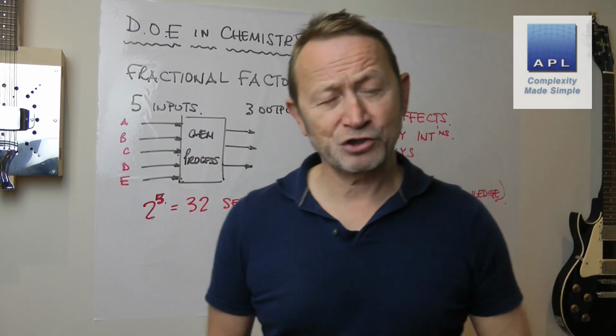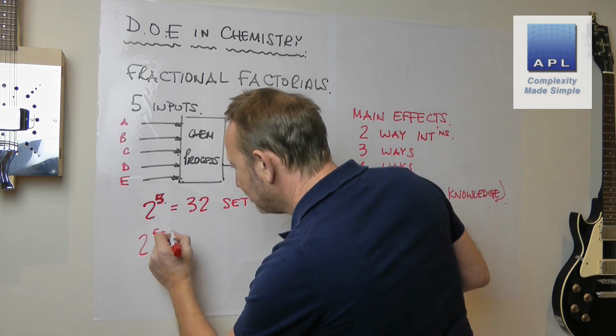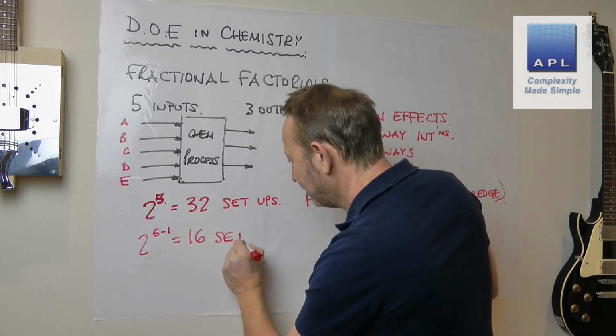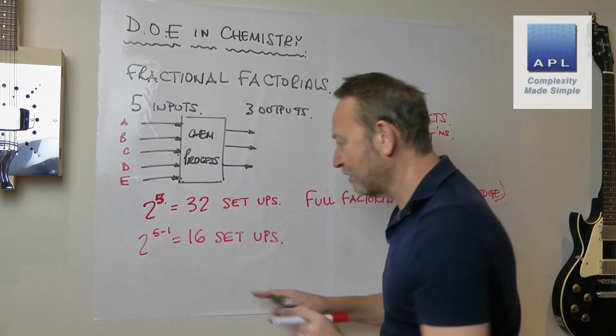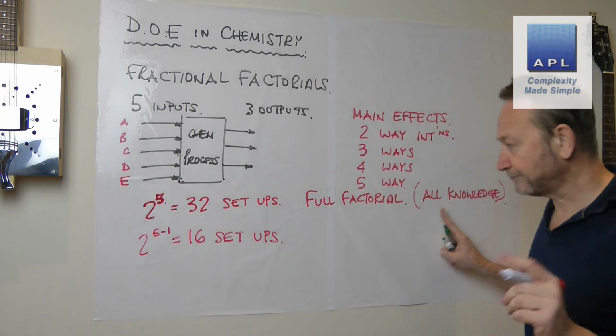Now, the example I'm going to show you, look at the screen here. This is the DOE that they sent me, as I mentioned to you earlier. I don't even know what this process does. I just know they wanted to hit some targets. So they did this very DOE. They did a 32 setup full factorial. Now in physics, I would have recommended the 2 to the 5 minus 1, which is only 16 setups. Of course, if you don't collect the data, you can't have the knowledge.